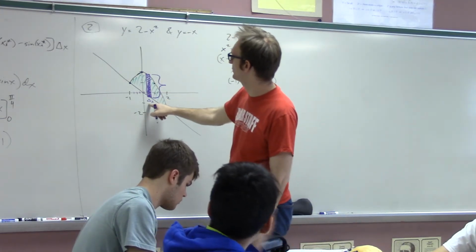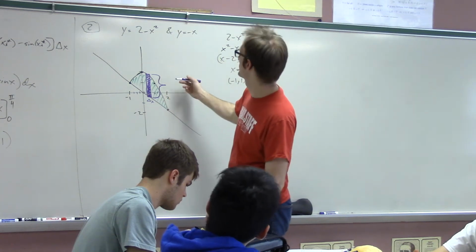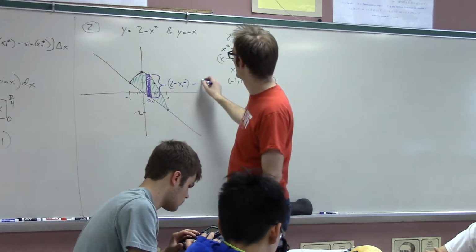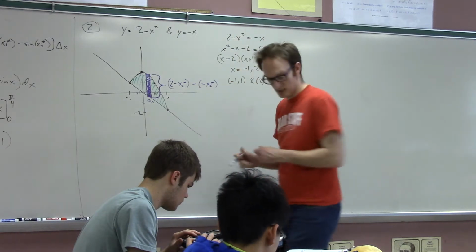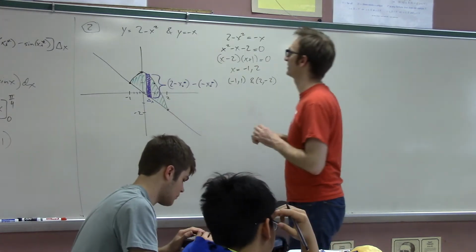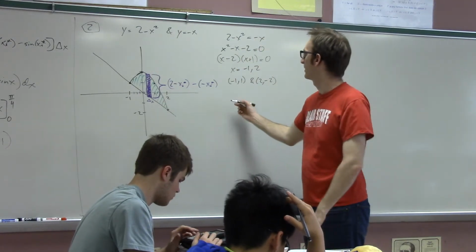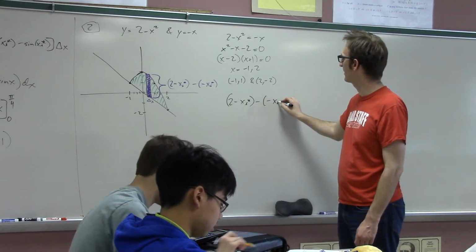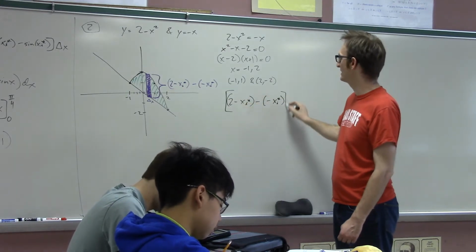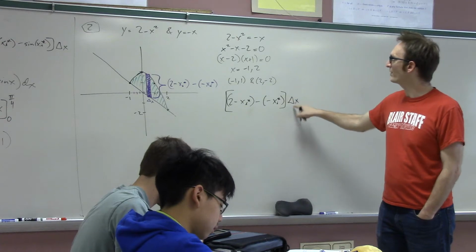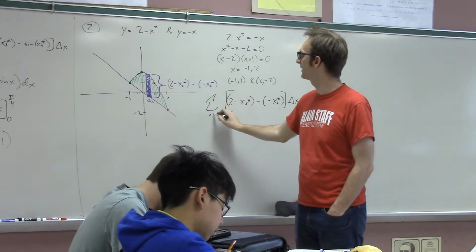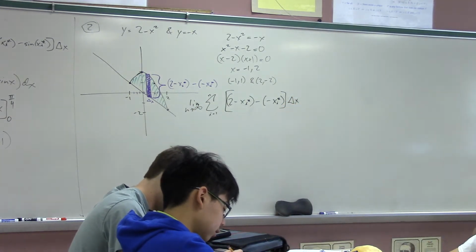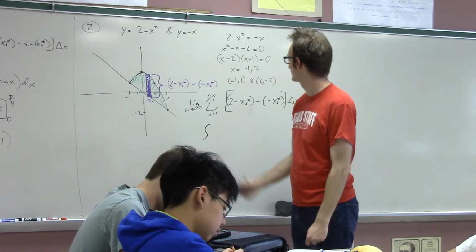So this is for an arbitrarily chosen x sub i star. This is going to be 2 minus x sub i star squared, minus negative x sub i star. I'll probably just do this one last time, and then from now on I'll go straight to the integral. What I'm really doing is taking that y coordinate minus that y coordinate. That's the height of the representative rectangle, multiplied by the width. I add them up from i equals 1 to n, and take the limit as n goes to infinity. This is, by the definition of integral, just the integral.